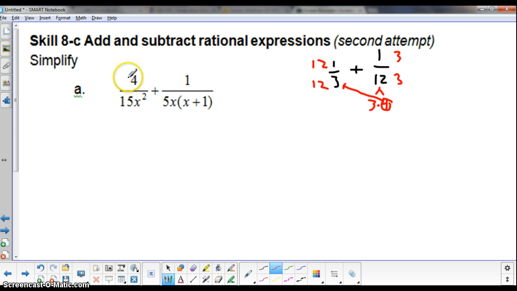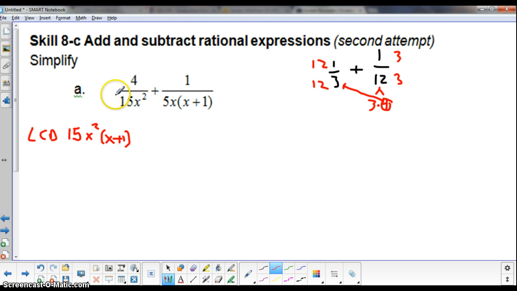Okay, we need to go with that same approach over on this side. The least common denominator, I see a 15 and I see a 5. Well, there is a 5 in the 15, and so I don't need another 5. I see an x squared. Here's an x. Well, there's an x inside of x squared, so x squared is the biggest thing that I'll need. And then x plus 1 is here. Least common denominator. All right, this is what I need each denominator to look like.